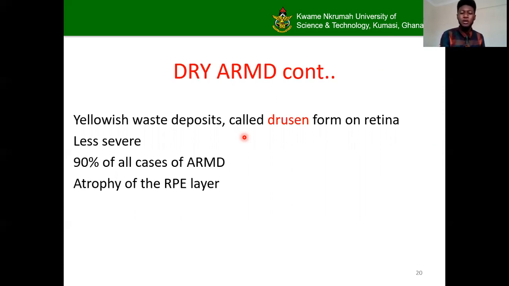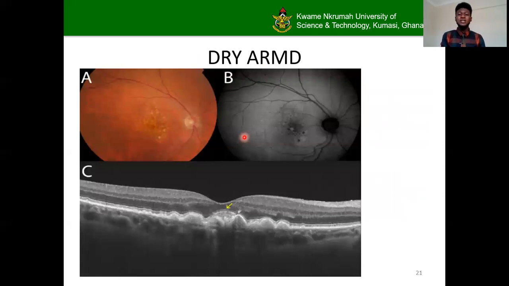And here you have atrophy of the RPE layer occurring. So this is an image showing the dry AMD. This is the red free. You realize that you'll be seeing this under the red free. You see this spot over here, telling you it's a type of dry AMD where we have the drusen being deposited over there, and that is that.